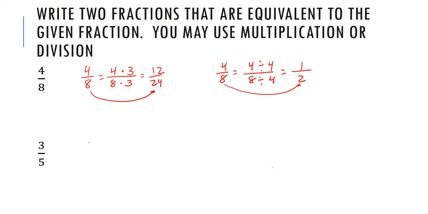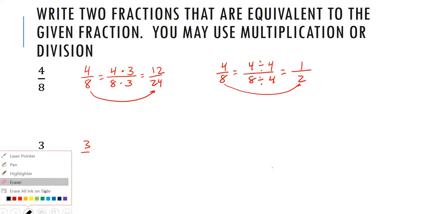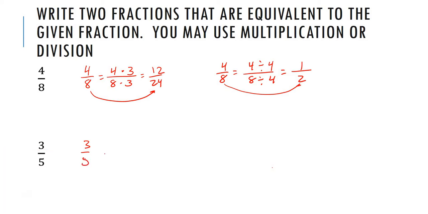Let's try another one, 3/5. And again, you can multiply by whatever you want, and I am going to pick multiply by 2. And I'm going to write it a little differently. I'm going to multiply top and bottom by 2 still. Both of these things mean to multiply the top by 2 and the bottom by 2. And I'm going to get 6/10 for my answer.